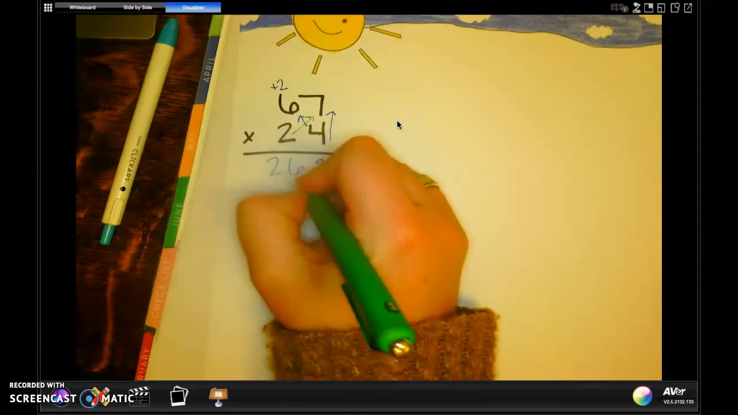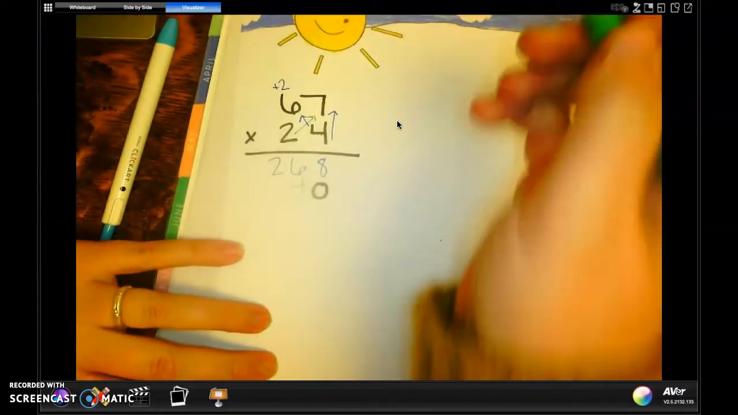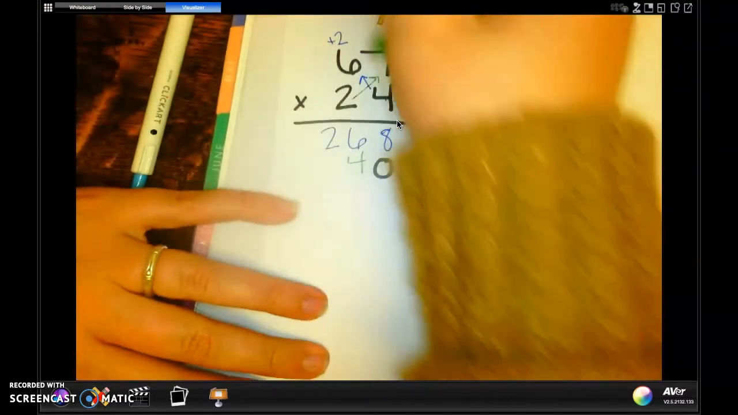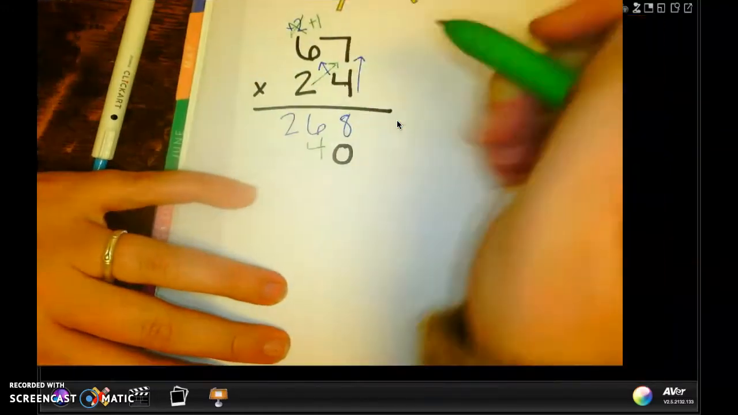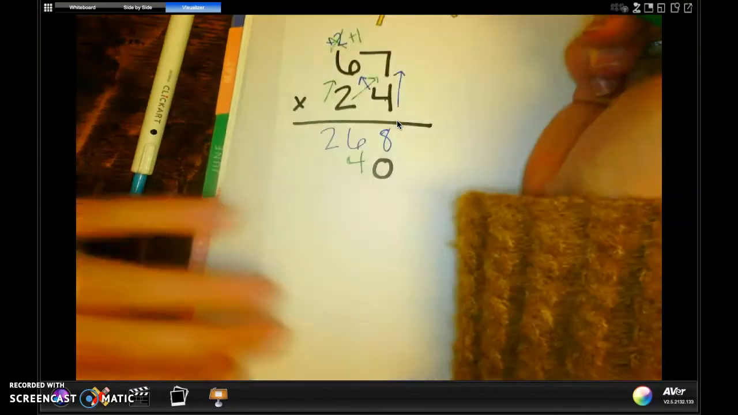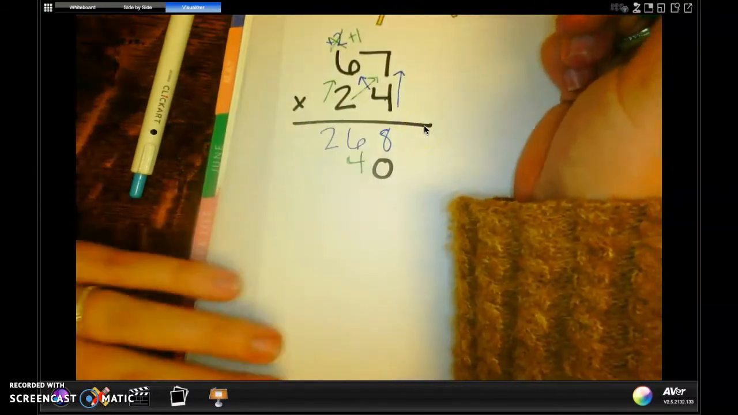I drop my 4. Notice how I'm writing in line there. Maybe that's easier to see. I carry my 1. I cross out that 2. I've already used that 2, right? Then I do 2 times 6, which is 12, plus 1 more is 13.